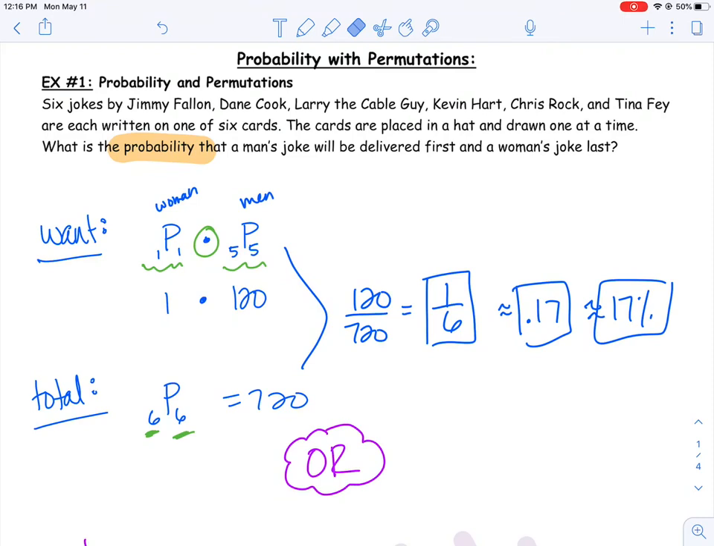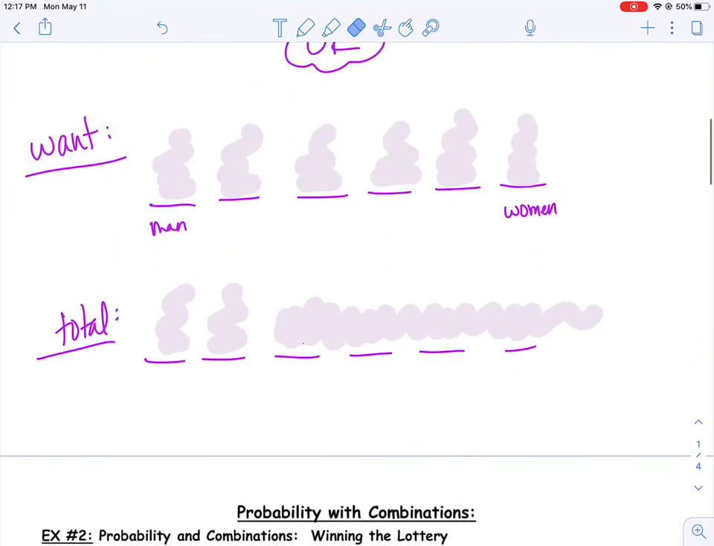So you can think about permutations while you're doing this probability. I have another way of doing this example that you might like. I like this way too.